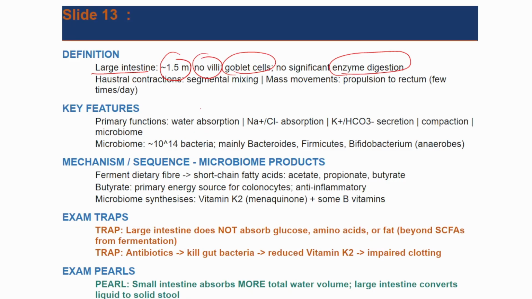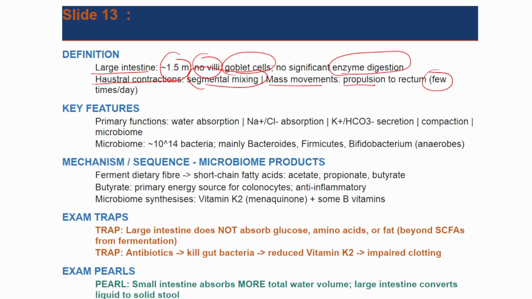The transport sequence relies on a matrix where haustral contractions, as we saw in the diagram or our demonstration, handle localized segmental mixing, while mass movements execute propulsion to the rectum a few times per day. Beyond moving waste, these specific movements support the organ's core chemical functions.